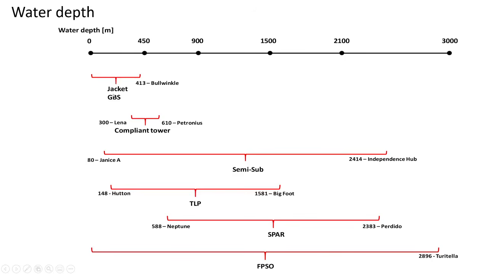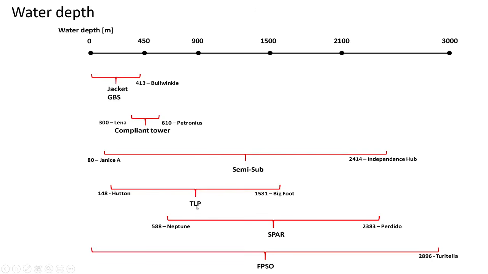You see jackets and gravity-based structures. These are up to 413 meters as the record. Then you have this compliant tower, which is like a jacket but linear and with a constant cross section. You see that they are used for the upper range of the jacket, 300 to 610. Then you have the semi-sub, which has this shape as a drilling ship. It can be used actually in every depth range because it's floating, so it doesn't have much restriction.